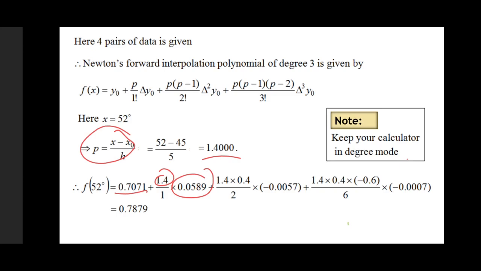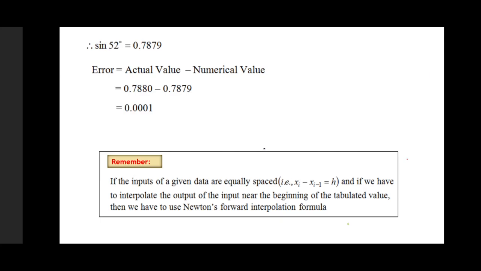In the forward method, we choose the values from the top of the difference table. We substitute these values together with the third forward difference, minus 0.0007. After evaluating each term and adding them together, we obtained f of 52 degrees equal to 0.7879. Therefore, the estimated value of sine 52 degrees using Newton's forward interpolation method is 0.7879.